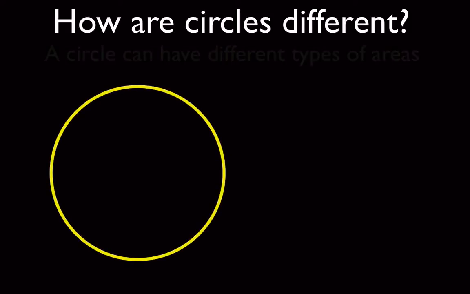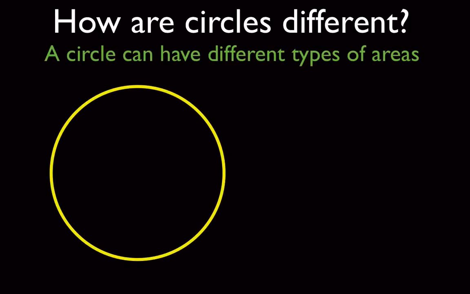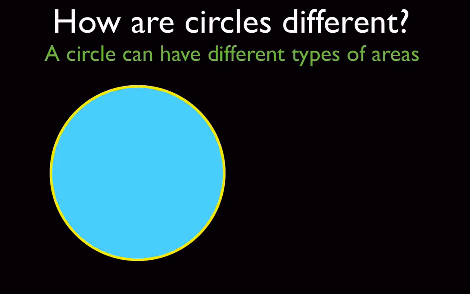Alright, so what we're going to be doing today is talking about area of circles and seeing how it relates to what we've done before. First off, how are circles different than the shapes we've already been practicing? Well, the first way they're different is that circles can have different types of areas. The one you're probably most familiar with is the full circle.